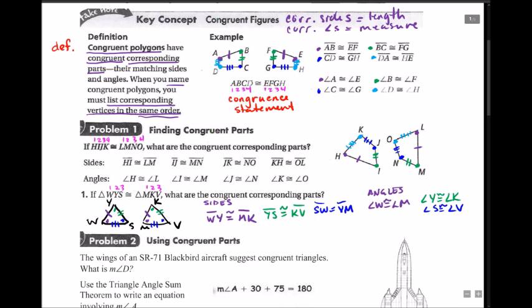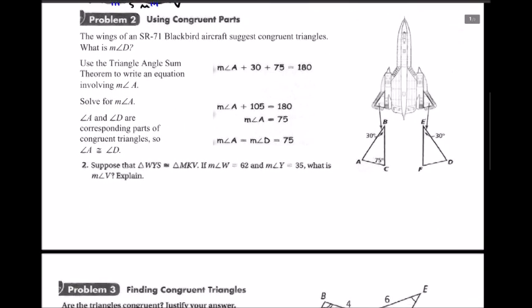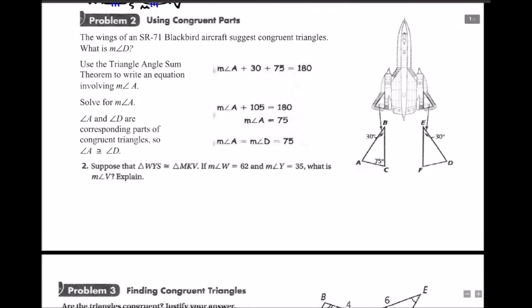So you could have done this without drawing a diagram and labeling it, because you know position 1 matches up with position 1, and position 2 corresponds with position 2, and position 3 corresponds with position 3. But if you needed to, drawing a diagram and labeling is very helpful. All right, let's look at an example of using our corresponding parts.